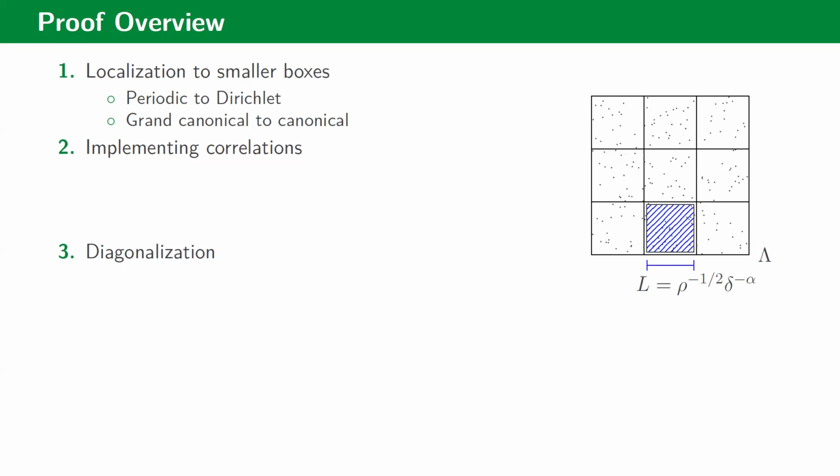In the end, we want an upper bound, so we need trial states on these boxes. So what do we do? Well, if we had a Dirichlet boundary condition on the small box, we could take one trial state and just patch them together.